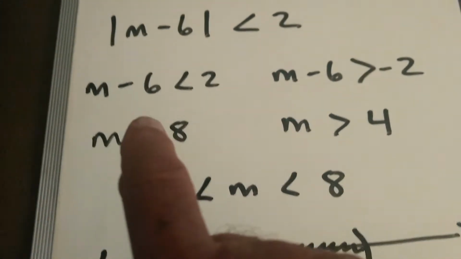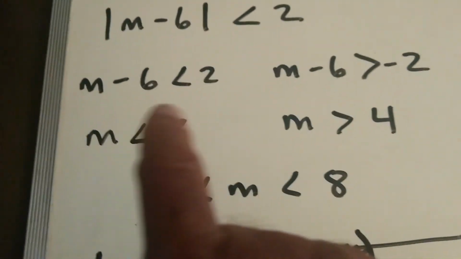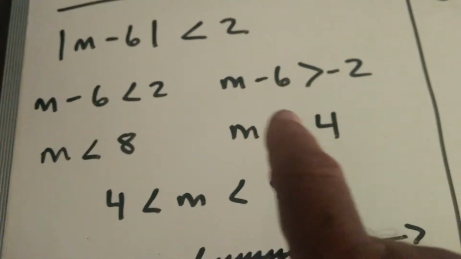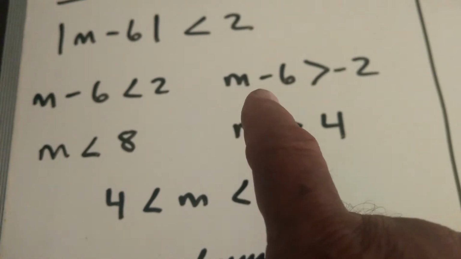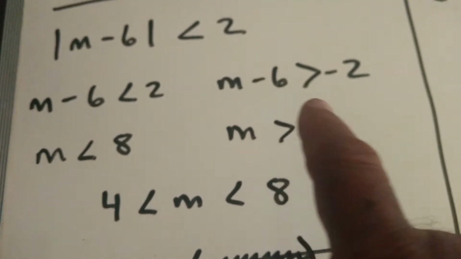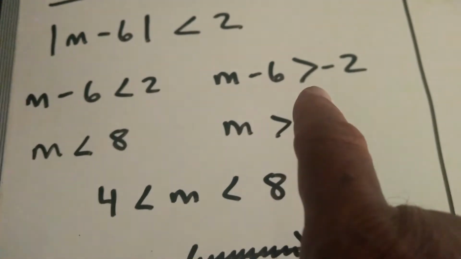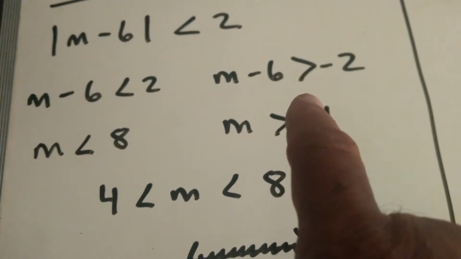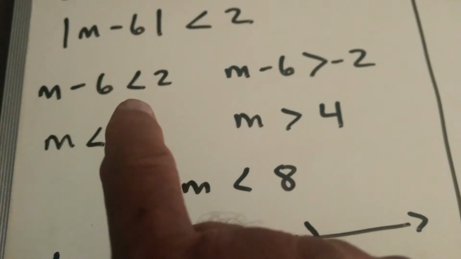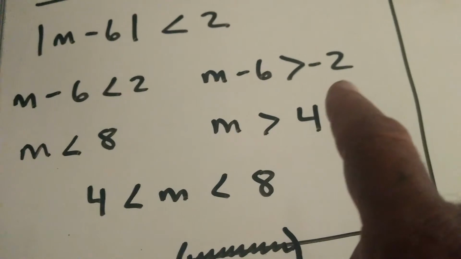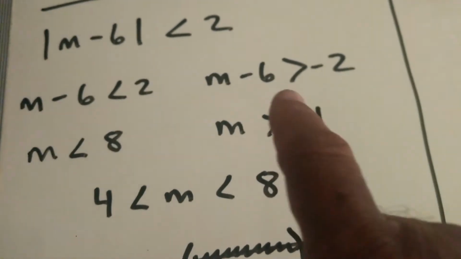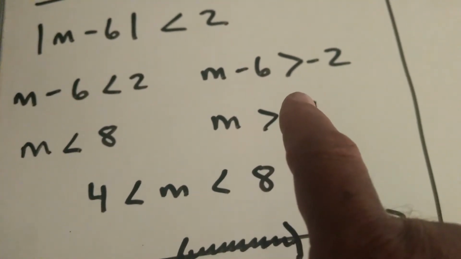So we set it up. We take m minus 6 less than 2. The other thing you have to worry about is that when you set the absolute value up with m minus 6 and the negative 2 over here, you have to flip the inequality sign. So with equalities, all we had to do was change the sign of the constant on the right. Here we have to make sure we flip the inequality.